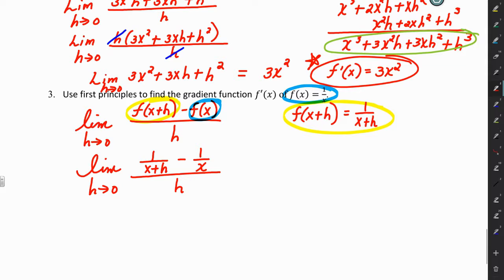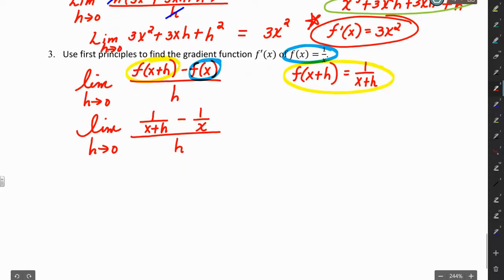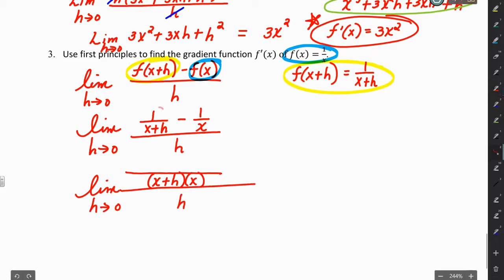So now what we need to do is your favorite thing of all time. We need to find a common denominator for the numerator and rewrite the numerator. So my common denominator is going to be x plus h times x, and that's going to be all over h. All right, so I'm going to be rewriting this with the common denominator of x plus h times x. So all you really have to do here is compare this to the new denominator. And what is extra? Well, x is extra, so that's what goes up top.